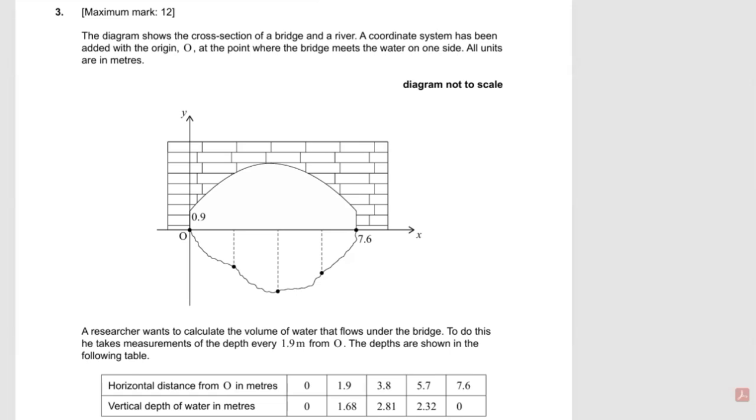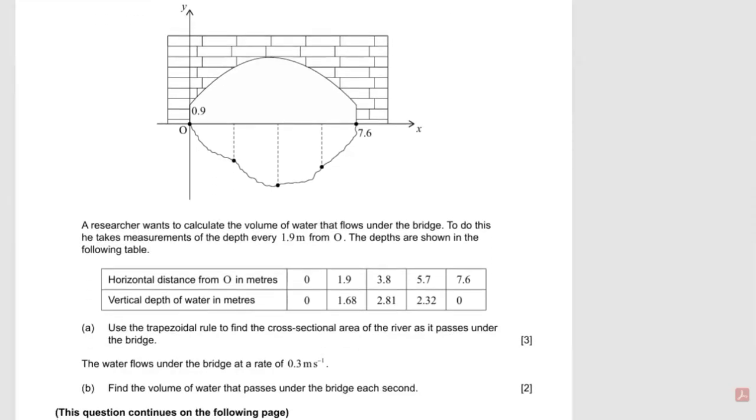Question 3, it's a 12-mark question. The diagram shows the cross section of a bridge and a river. A coordinate system has been added with the origin O. We can see that, at the point where the bridge meets the water on one side. All units are in meters. So we can see that there's a bridge and underneath there's water. A coordinate system has been added.